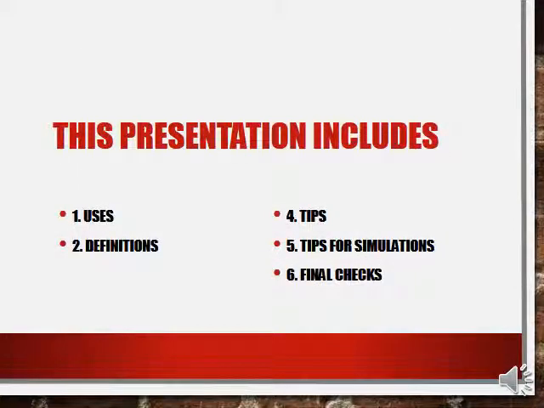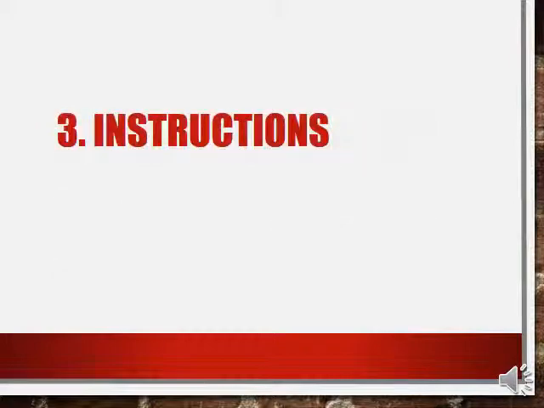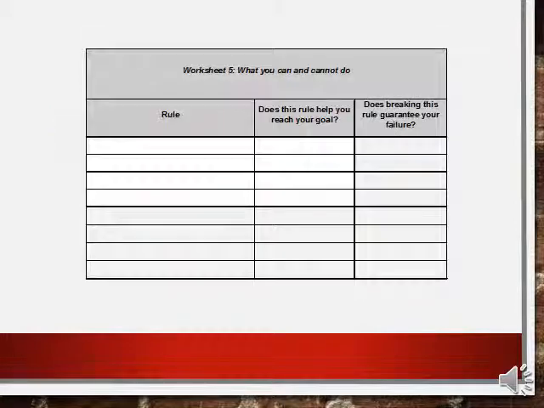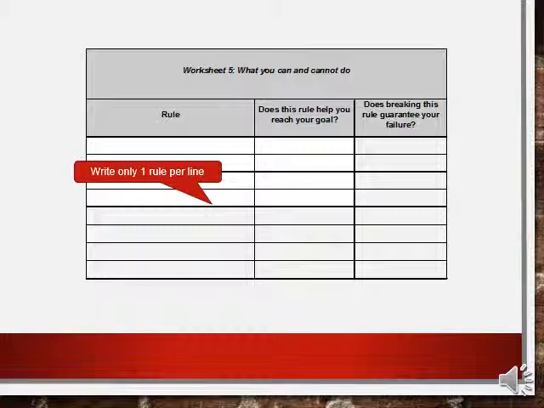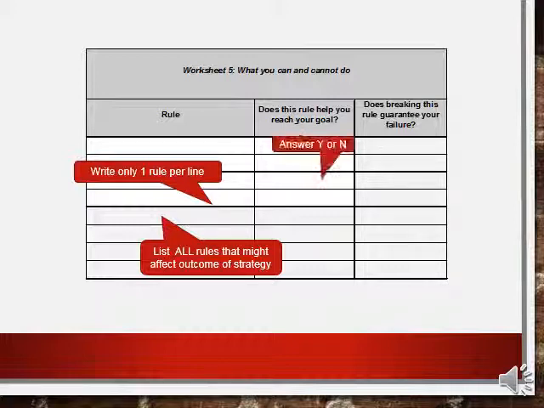Let's look at section 3, instructions for completing the worksheet. For Worksheet 5, there are 4 instructions. First, write only 1 rule per line. Second, list all the rules that might affect the outcome of the strategy. Third, answer yes or no in column 3. And 4, answer yes or no in column 4.